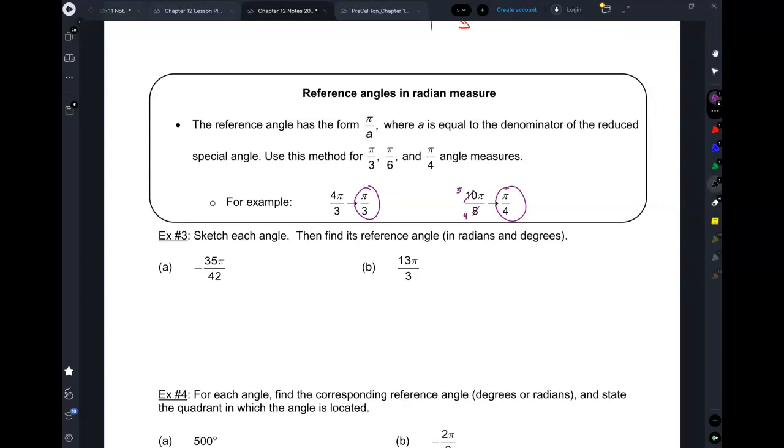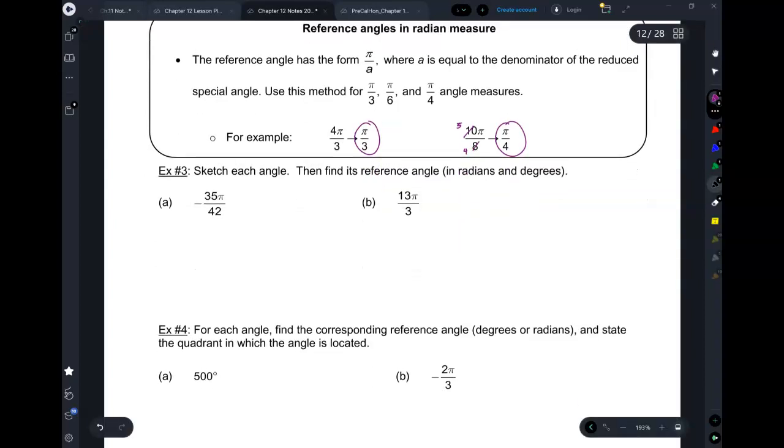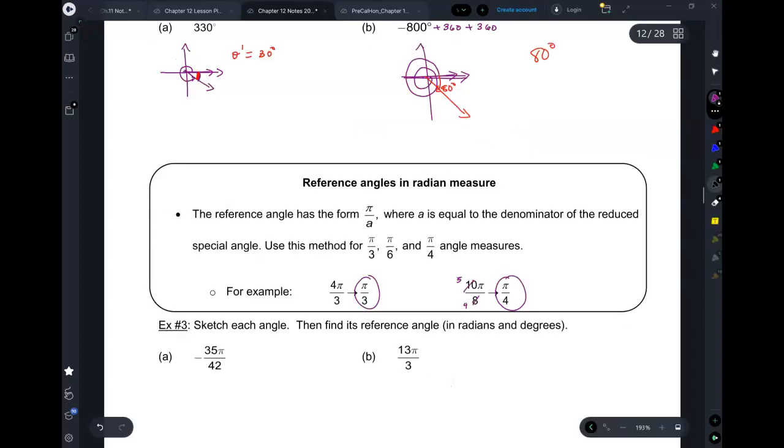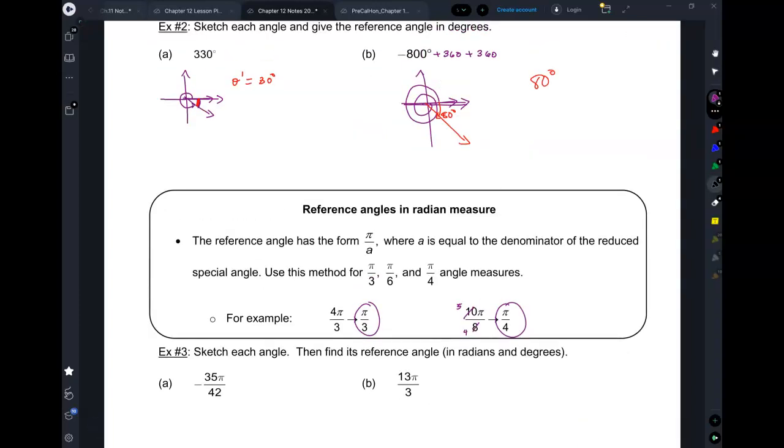Okay? I'm confused why, on the last one, why is it 80, why isn't it just 10? Because it's between the x-axis and here, not the y. It's always about the x-axis.